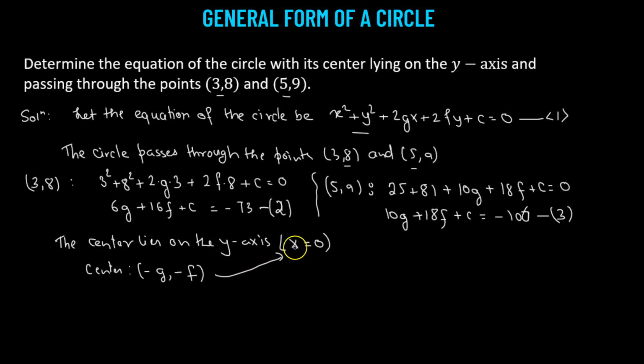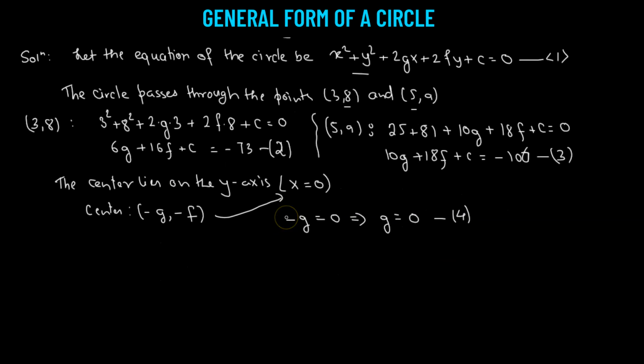So all we have to do is replace the value of x with the x coordinate of the center. So that's negative g. So we have negative g equals 0, which implies the g value comes out to be 0. Let's label this as number 4. Now that we have g equals 0, let's substitute this into equation number 2 and equation number 3. So equation number 2 is now going to become 16f plus c equals negative 73, and equation number 3 is going to become 18f plus c equals negative 106.